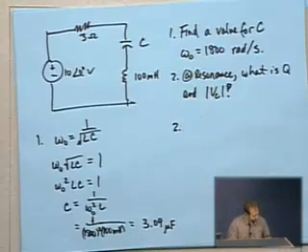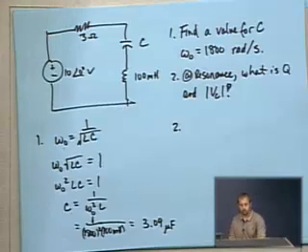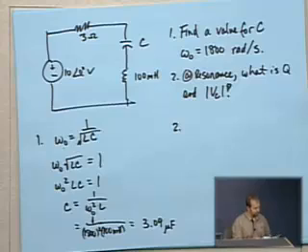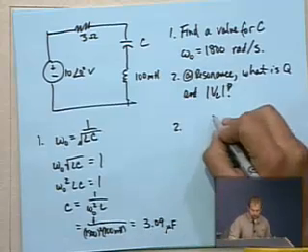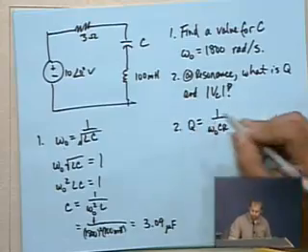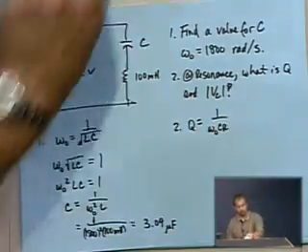I have the answer for Q based on the same version of the quality formula that I used before, but let's use another one for kicks and giggles here. How about Q equals 1 over omega naught CR? And hopefully that should give us the same value.